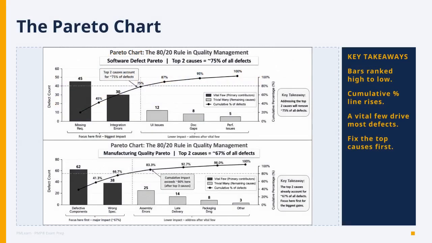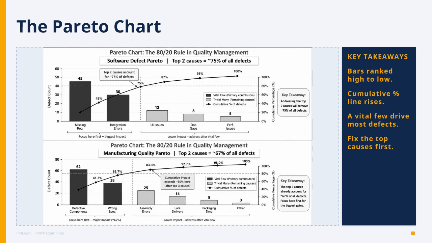The Pareto chart is built on the 80/20 rule. Look at the structure. You have bars, and they're ranked from the most frequent cause on the left down to the least frequent on the right. Overlaid on top is a line, the cumulative percentage, that climbs toward 100% as you add each cause moving right. The insight the chart delivers is the separation between the vital few and the trivial many. A small number of causes on the left drive the overwhelming majority of your defects.